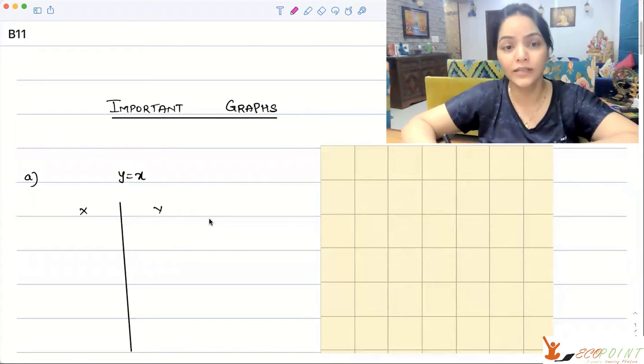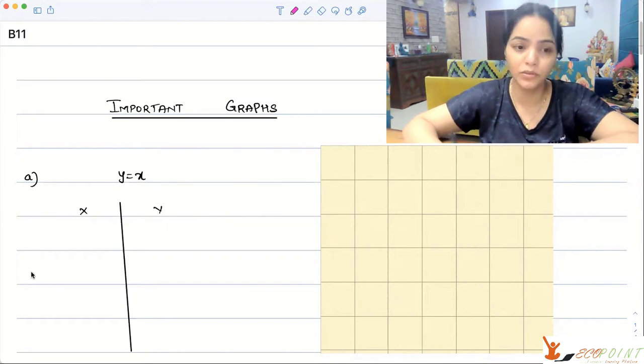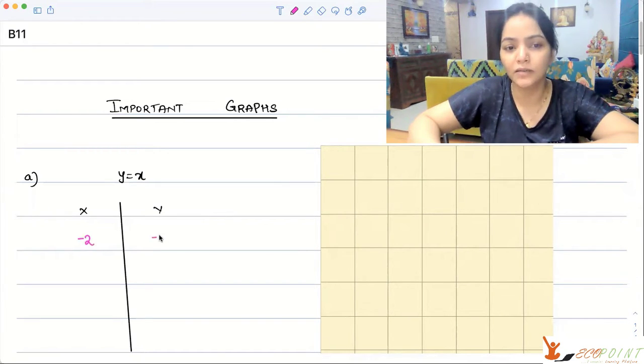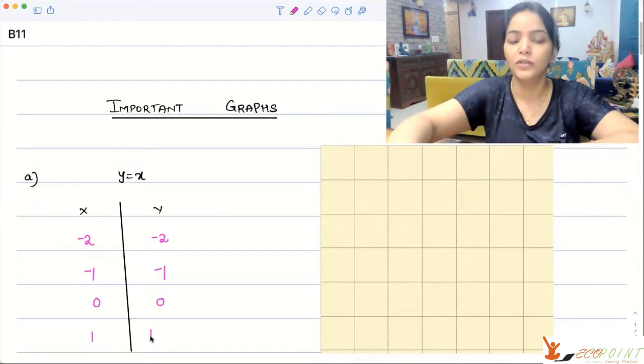Okay, guys, so let's look at some important graphs in this video. The first graph that I'm going to look at is x equal to y. Which essentially means that if I put x as -2, I'm going to get -2 as my output. If I take -1 as the input, -1 comes as the output. 0 gives me 0, 1 gives me 1, 2 gives me 2.